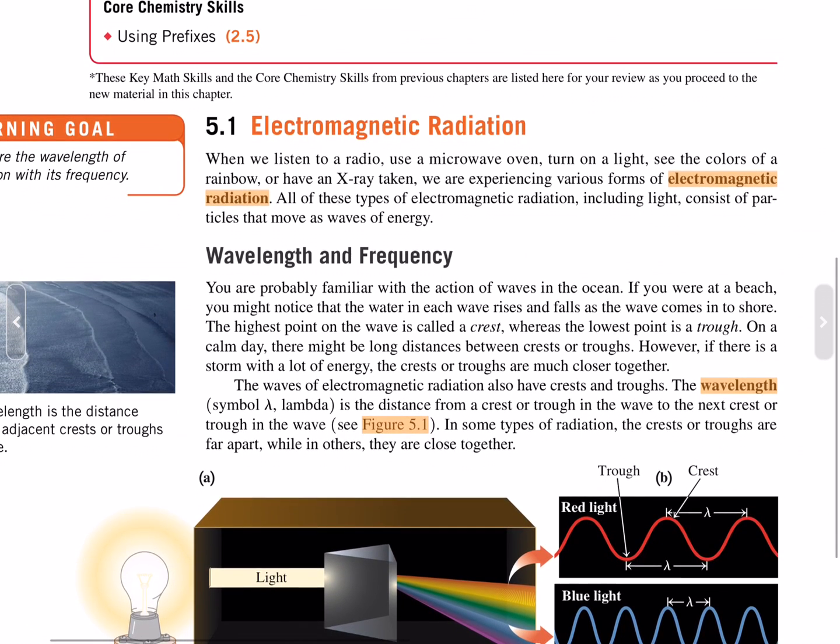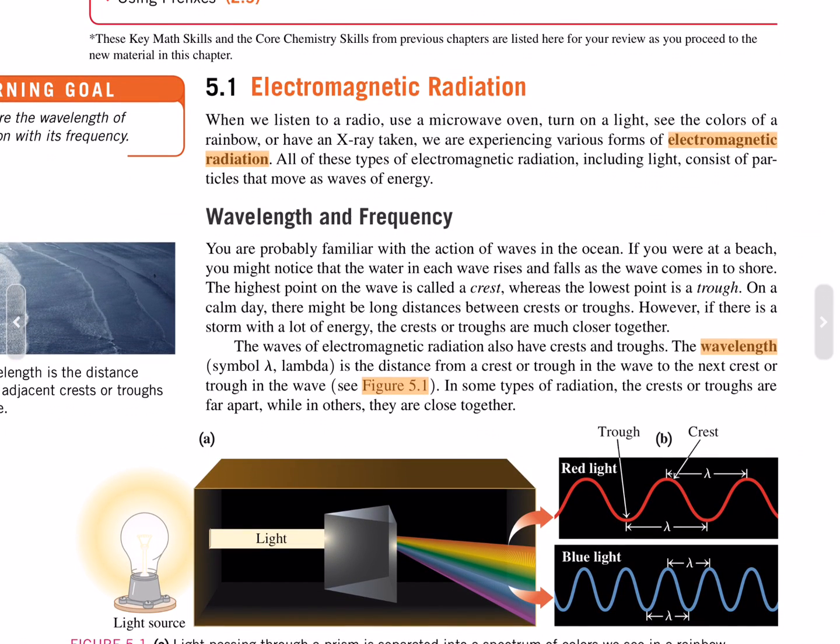Section 5.1 Electromagnetic Radiation. When we listen to the radio or use a microwave oven or turn on the light or see colors of a rainbow or have an X-ray taken, we're experiencing various forms of electromagnetic radiation. All of these types of electromagnetic radiation, including light, consist of particles that move as waves of energy.